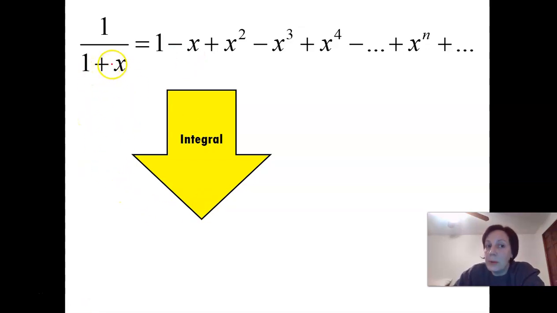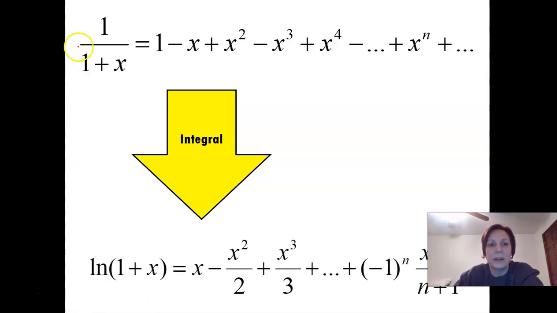And I know everybody remembers the integral of 1 over 1 plus x. That's right, the ln of 1 plus x. Very good, I am impressed. Okay, and if I integrate that, then I can integrate the other side term by term. Again, the natural log of 1 plus x is the integral of this side. The integral of 1 is x. The integral of x is x squared over 2. The integral of x squared is x cubed over 3, and so on and so forth. So now I have a series or a polynomial that represents the natural log of 1 plus x.